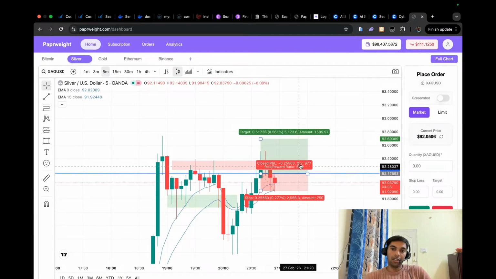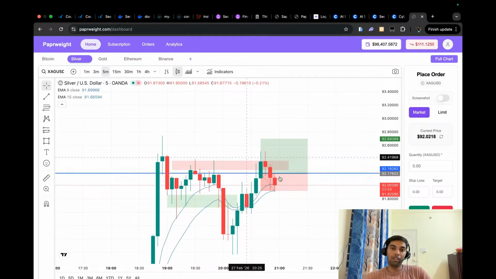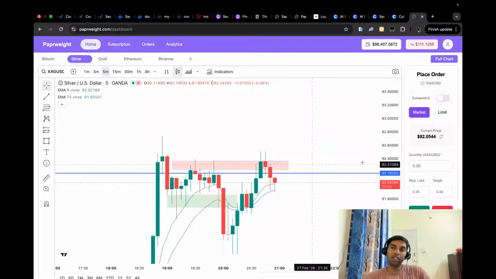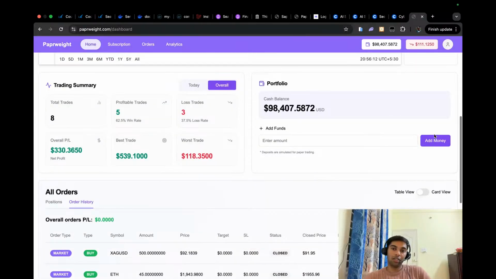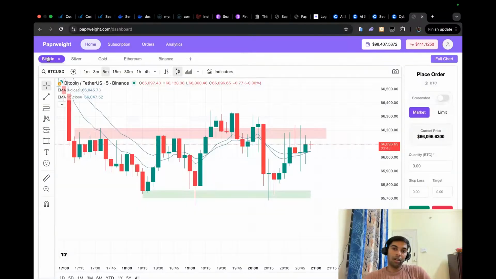Although I was thinking that it will take support from this trend line, it went down and took support from here, and that's what silver is also doing. After taking my stop loss, it is taking support. This, I think, was a forceful trade. It's not necessary, but it's fine. Bitcoin is at the selling zone again.